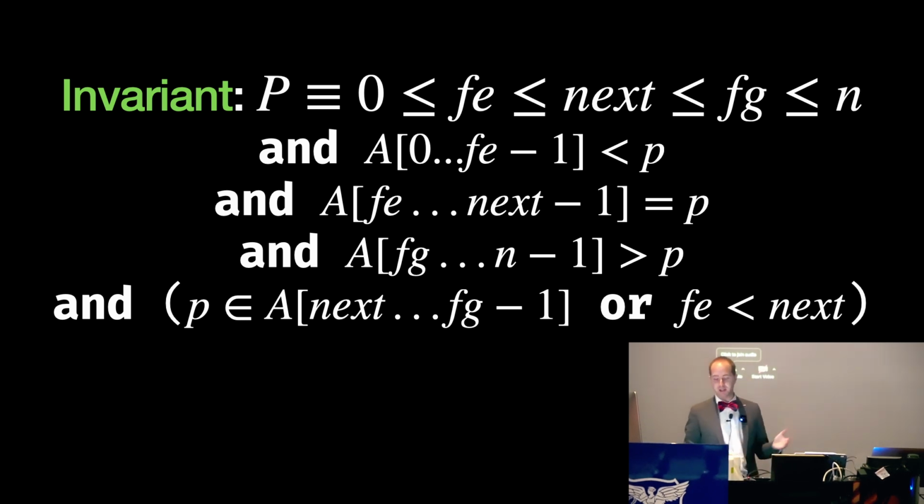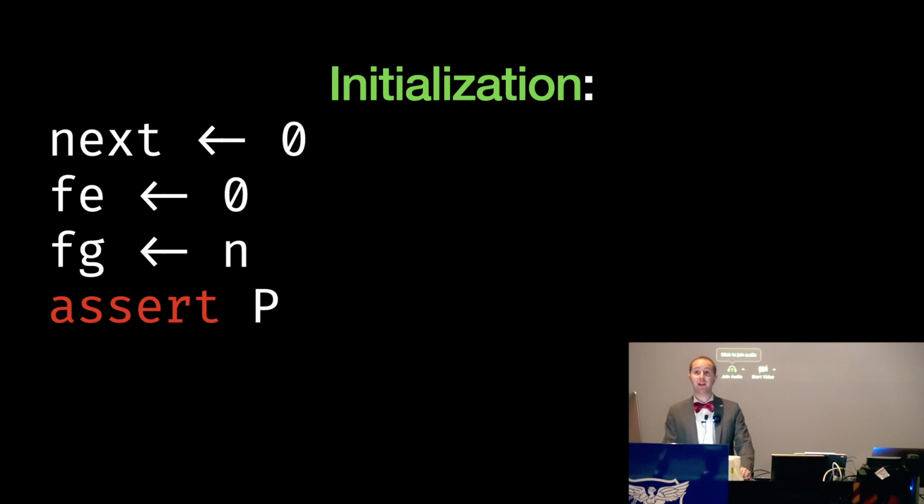Everything to the left side of the barrier should be smaller than the pivot. Everything that's on the other side of the lower barrier, first equal, should be equal. And everything that's larger than the first greater barrier should be larger. And we're not going to say anything about the elements that we haven't looked at yet. So here's our initialization. We set up our barriers, set up our next pointer, and assert that our statement is true.